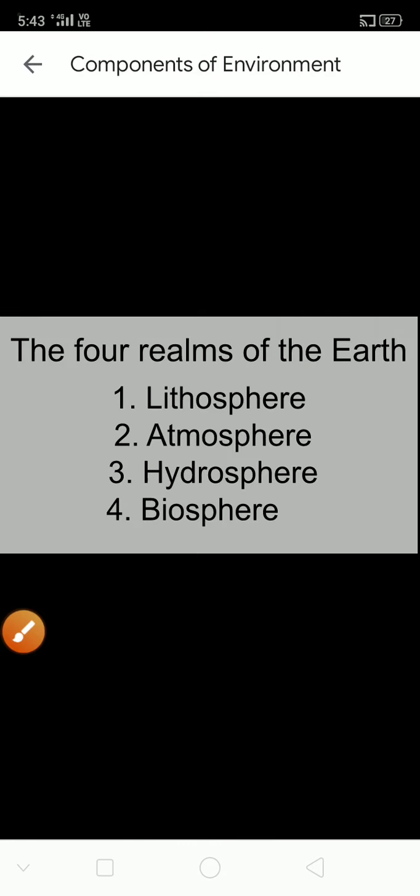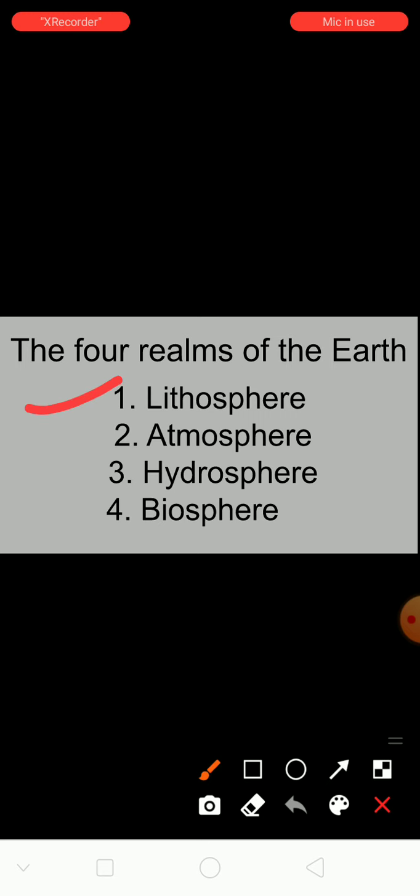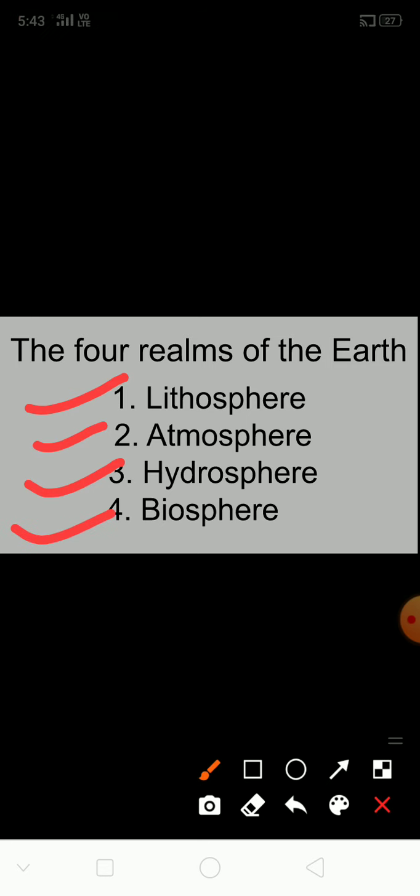Let us discuss that the natural environment comprises the four realms of earth. See, the four realms are lithosphere, atmosphere, hydrosphere and biosphere. These are the four realms of the earth.